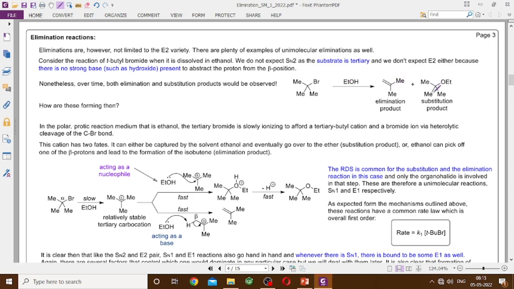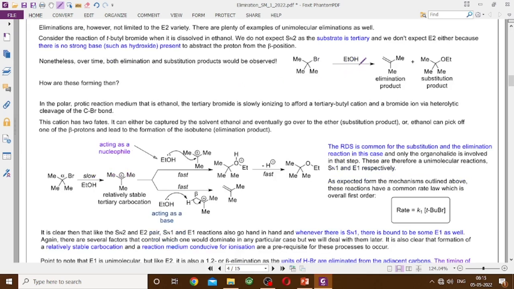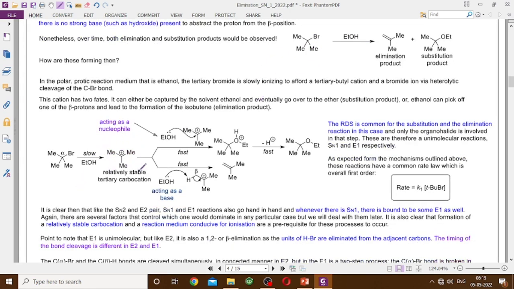So how is it happening? Because there is no strong base like sodium hydroxide. CH bond কে abstract করার মতো কেউ নেই, but still we are getting the elimination product and the substitution product. Ethanol is a polar and protic medium. The tertiary bromide actually slowly ionizes here to give you the relatively stable tertiary carbocation, which is stabilized by the plus I and hyperconjugation effect of the 3 methyl groups.